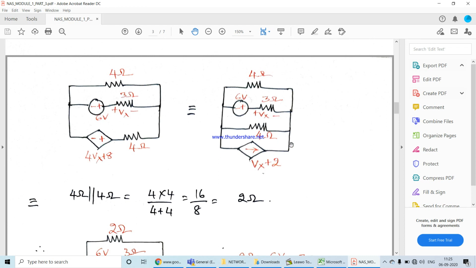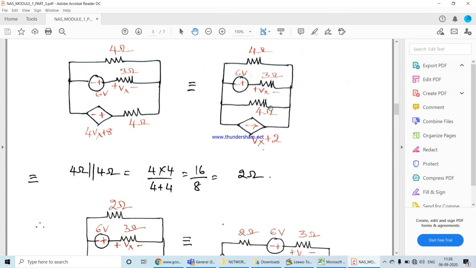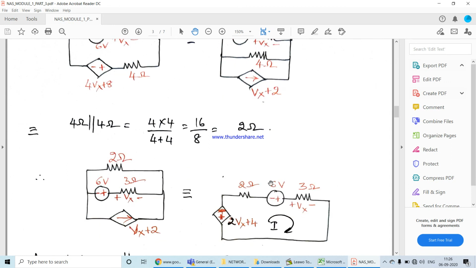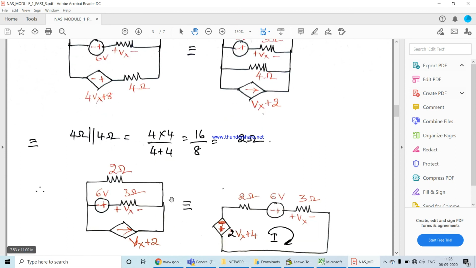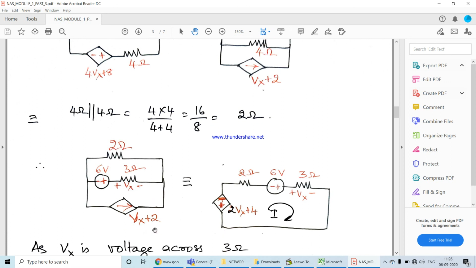And that in turn is in parallel with 4 ohms, that in turn parallel with the 6 volts in series with 3 ohms, and that in turn parallel with 4 ohms. Okay, now this 4 ohms and this 4 ohms are in parallel. All 4 branches are in parallel actually. So these 4 ohms and 4 ohms can be converted into one single resistance. So 4 into 4 by 4 plus 4, 16 by 8, which is 2 ohms. Once you convert this into equivalent 2 ohms, you get this particular circuit. We have 2 ohms in parallel with 6 volts in series with 3 ohms, and that in turn parallel with Vx plus 2.